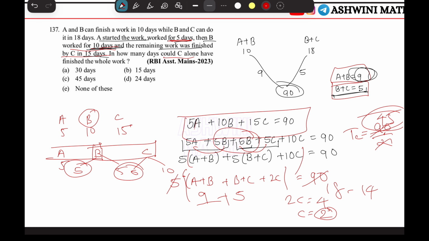But there are different methods to solve this question. Whichever you understand and are confident about, proceed with that method. This is a very efficient method, and you can solve directly with this method.